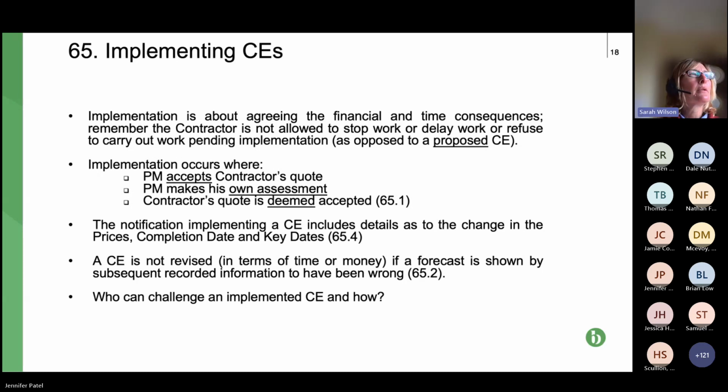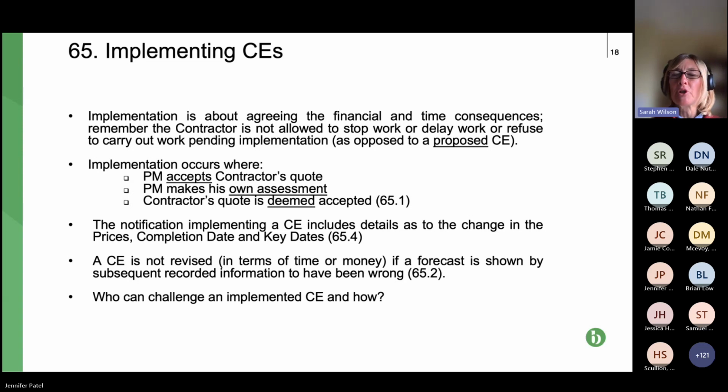So just to be clear, there are a number of scenarios. So the project manager might accept the contractor's quote. In that situation, it will be really difficult for the contractor to then say later on, actually, that cost me far more money, or it took far more time than I'd anticipated, so I want some more. I used to say it was set in stone in that contractors couldn't then challenge it.